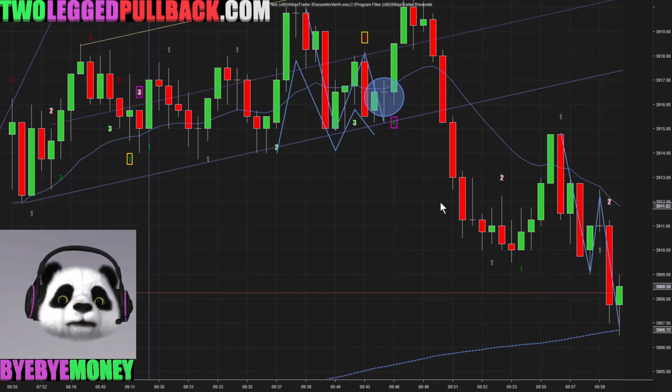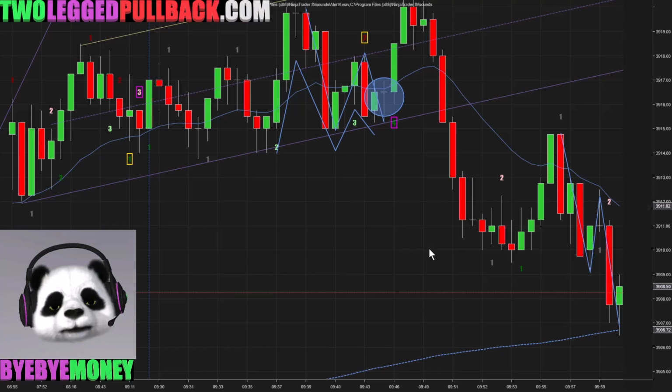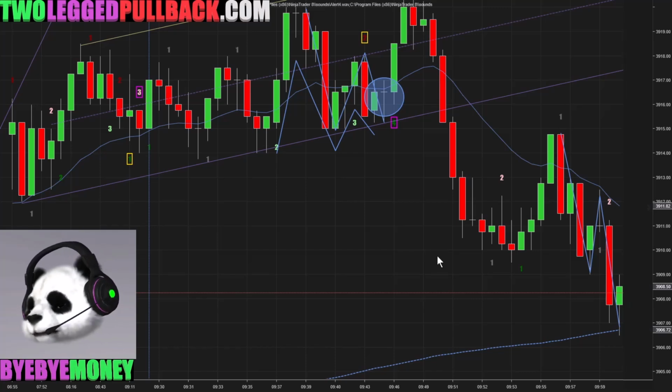If I was trading this live, I would really consider to take this trade. Just off those two things alone. Key entry point plus good signal bar with a two-legged pullback. But there are some things that we need to notice here. One thing is this.